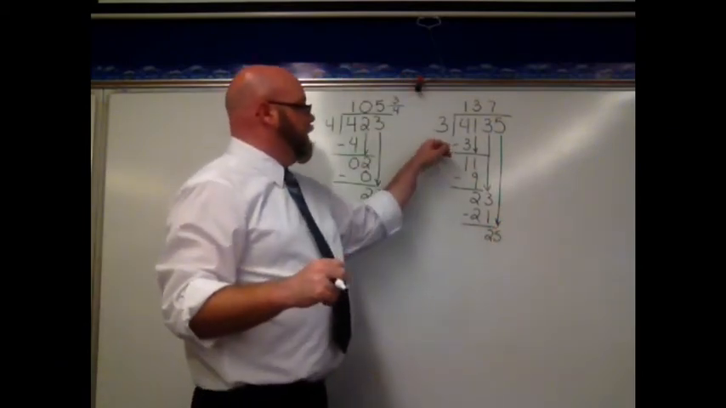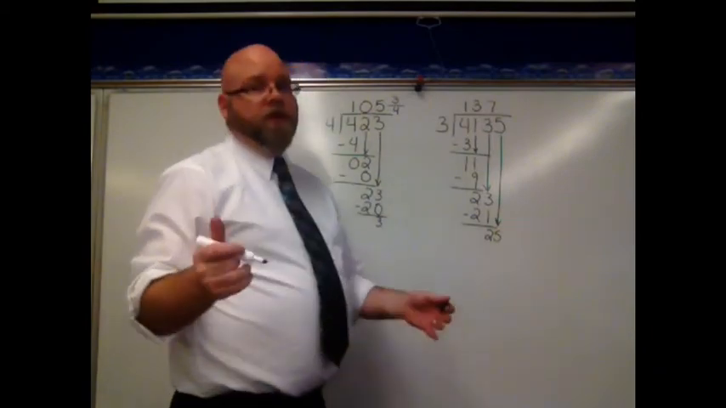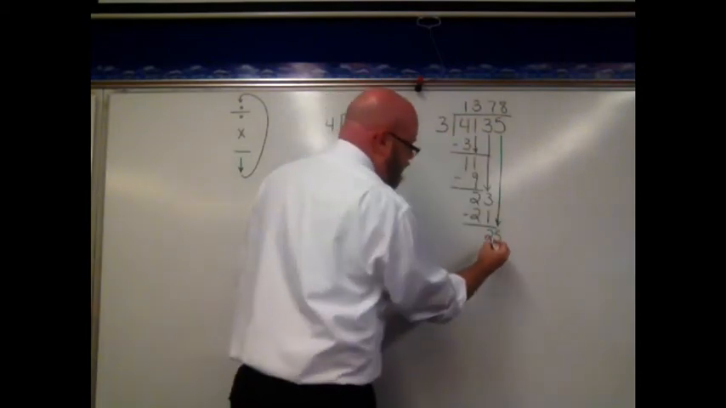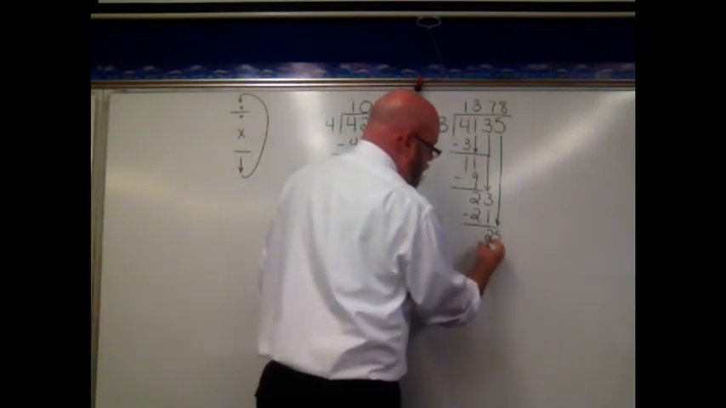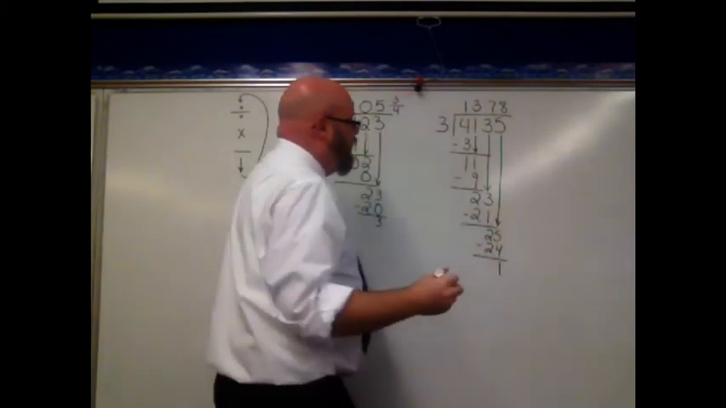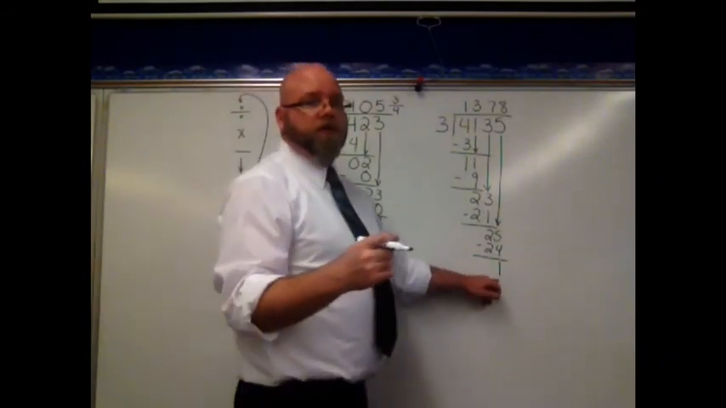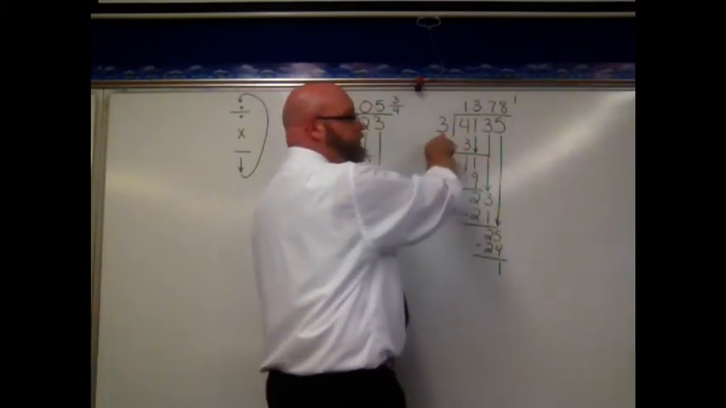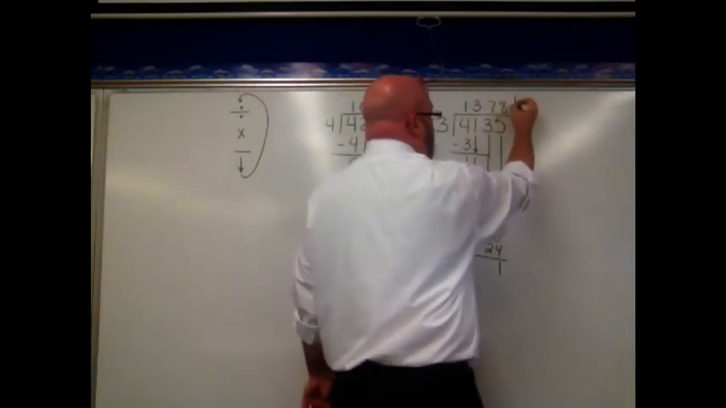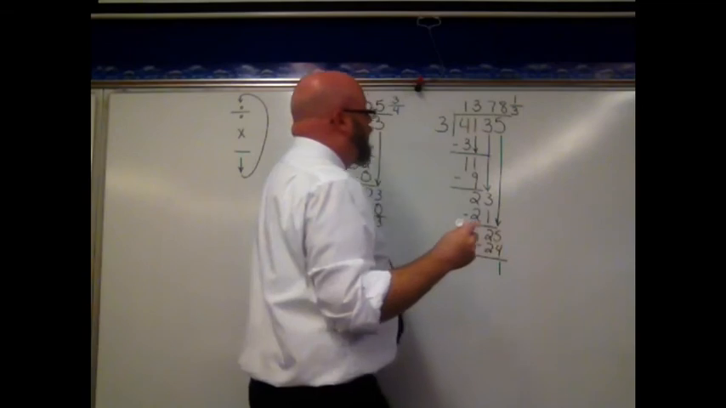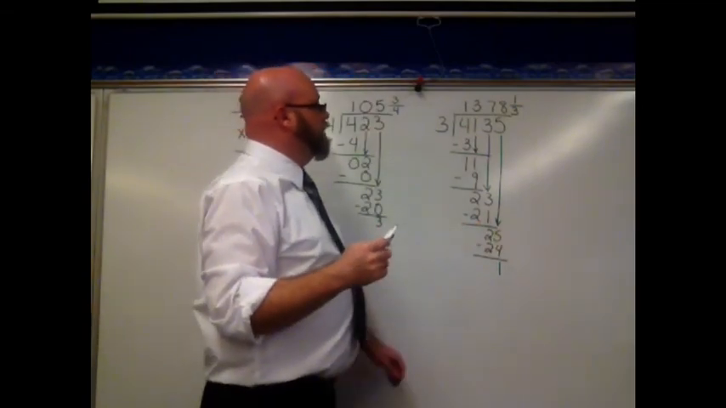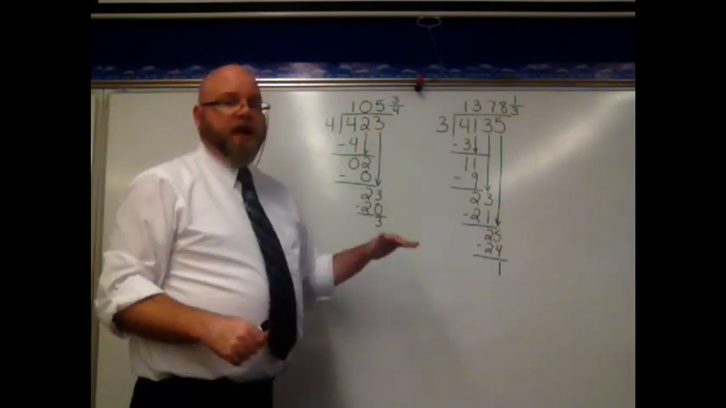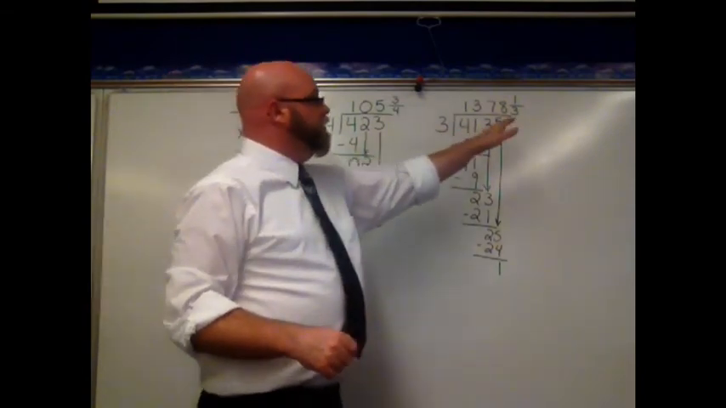25 divided by 3. Well, 3 times 8 is 24, so that's going to be the closest. 8 times 3 is that 24. I have 1 left over. Again, that 1 is going to become the numerator. My 3, which is the divisor, now becomes the denominator. And I get 1,378 and 1/3. When I divide and I have a remainder, I want to make these fractions.